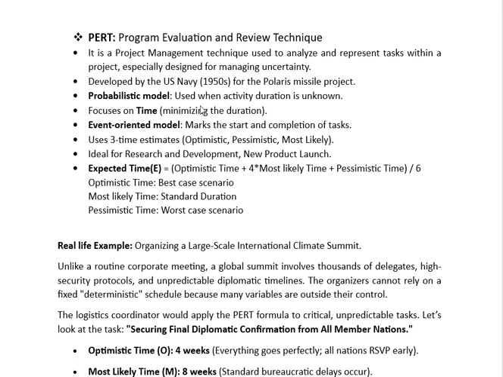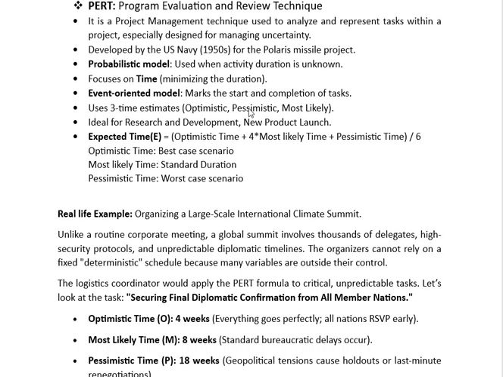It focuses on time, minimizing the duration. It is an event oriented model which marks the start and completion of tasks. It uses time estimates: optimistic time, pessimistic time, most likely time. It is ideal for research and development, new product launch.